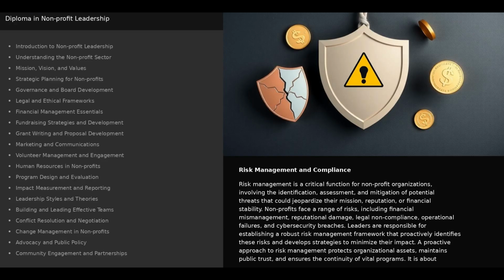Leaders are responsible for establishing a robust risk management framework that proactively identifies these risks and develops strategies to minimize their impact. A proactive approach to risk management protects organizational assets, maintains public trust, and ensures the continuity of vital programs. It is about safeguarding the organization's future.